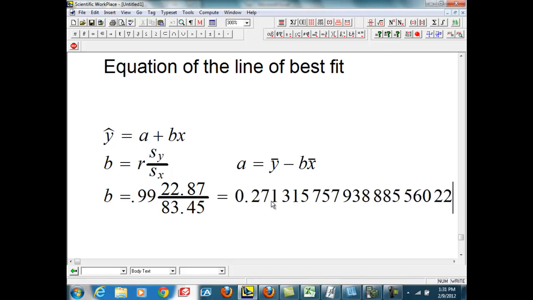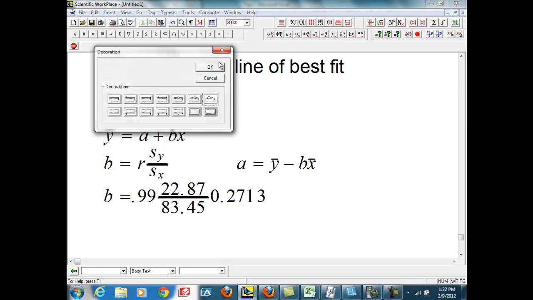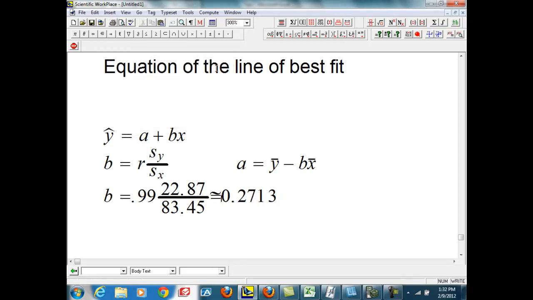Now we're finding the equation of the line of best fit. Now we're going to write the equation of the line of best fit. So how much is the slope? The slope is approximately this much, right? Everybody clear? So this is our slope.